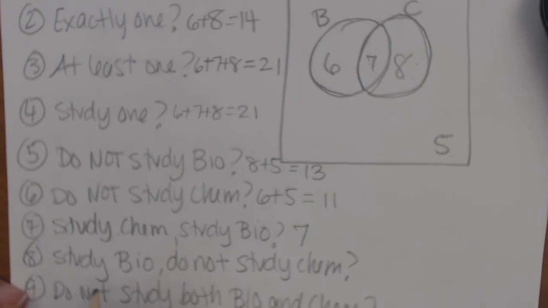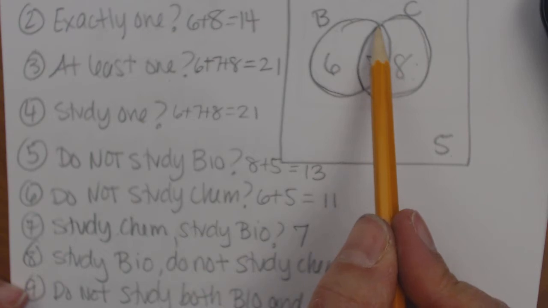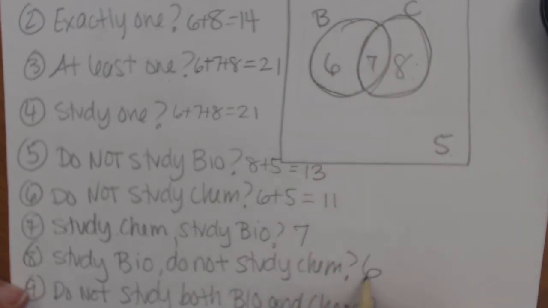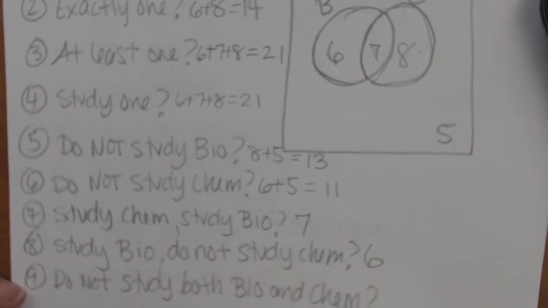Study biology does not study chemistry. So studying bio is here, but does not study chemistry. So they're just asking just bio, so that's our 6. I wish they just said just bio, but what are you going to do?